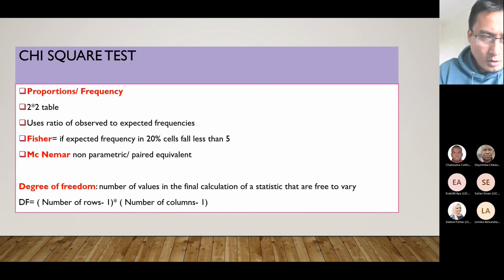Now there's another term called the chi-square test. The chi-square test is used if you want to find out about frequency, number, or proportion.